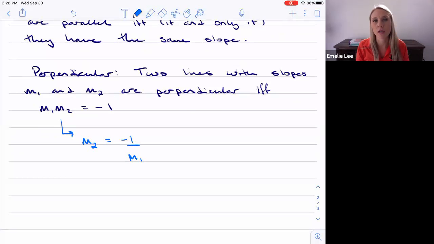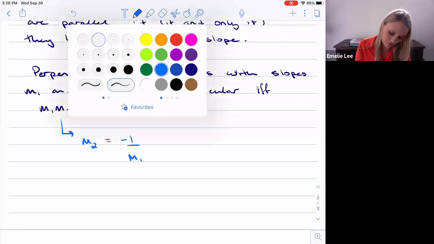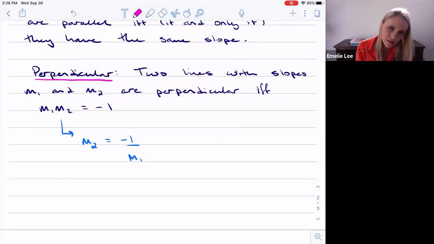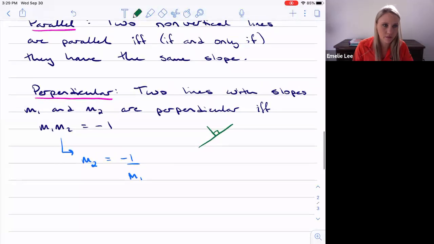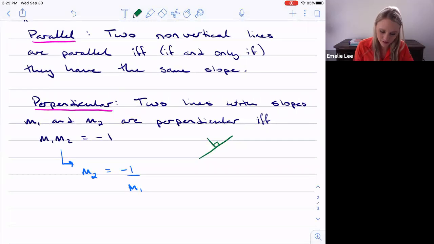Okay. So a little bit harder, but not hard, to figure out if two lines are perpendicular, right? You'd have the slope of one, you'd have the slope of the other. If you multiply them and they equal -1, then they're perpendicular. Perpendicular looks like a 90-degree angle. Hopefully you're okay with the angles. And then of course, parallel looks like that.